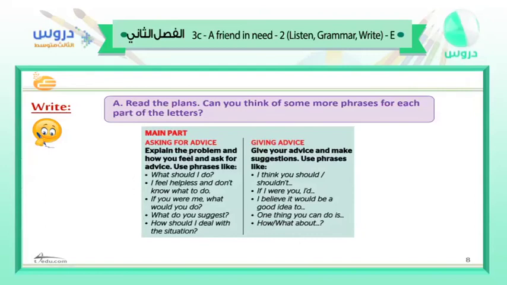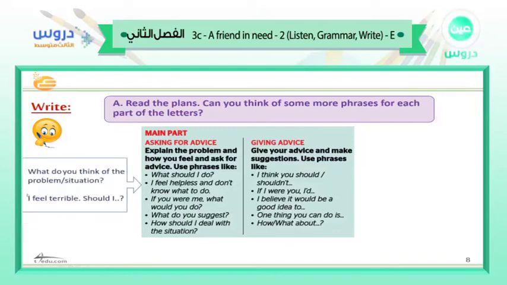We have asking for advice. We explain the problem and how we feel and ask for advice. We use phrases like, what should I do? I feel helpless and I don't know what to do. If you were me, what would you do? What do you suggest? How should I deal with the situation? What do you think I should do? Other phrases like, what do you think of the problem or the situation? I feel terrible. Should I?